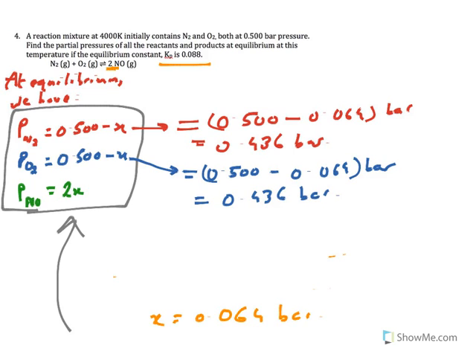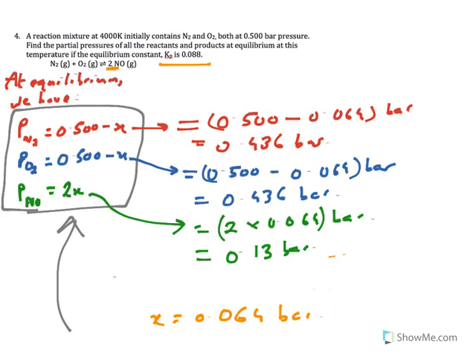Next, we plug our x into the partial pressure of our product, which is nitrogen monoxide, and we end up with 2 times 0.064 bar, which is equal to 0.13 bar. Now that we have all our partial pressures, we are done. We have met the answers and can move on to the next question.